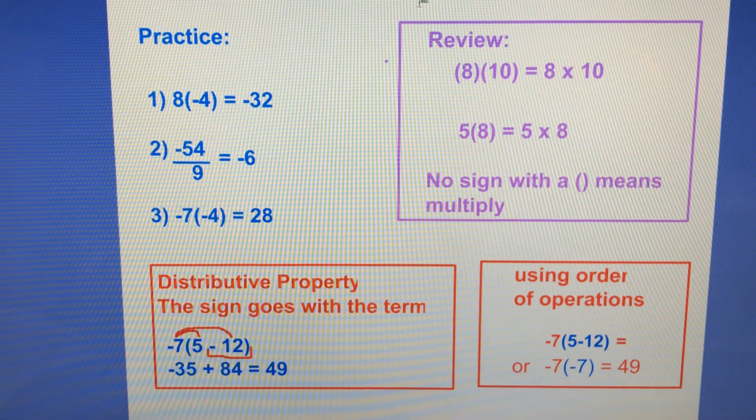Here I have a couple of practice problems. 8 times negative 4, different signs, negative. Negative 54 divided by 9, different signs, negative answer. Two negatives, positive.